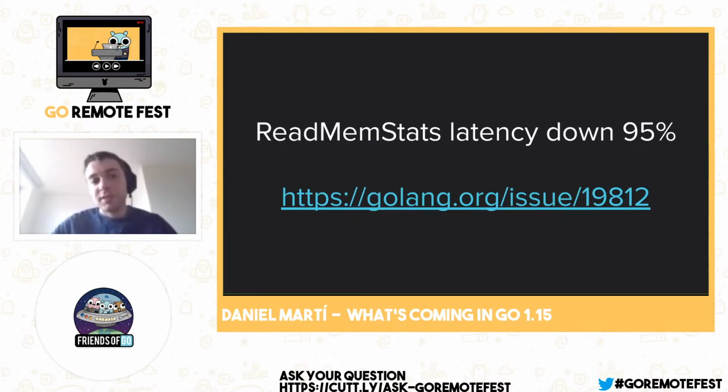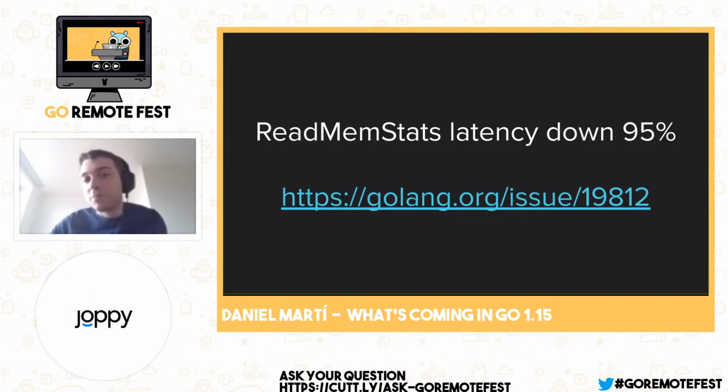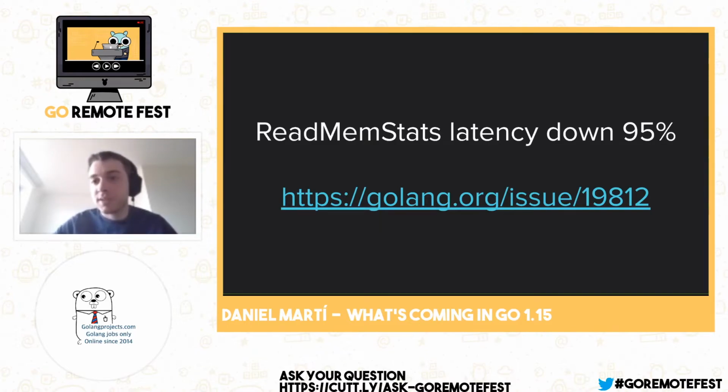And ReadMemStats from the runtime package, what that does is it lets you ask the runtime stats about memory usage, such as how much heap are you currently using, how many objects in the heap are there currently. So until now, the latency for this could be pretty bad if the GC was running at the same time. So now the GC has been refactored a little bit in a way that GC and ReadMemStats can run at the same time, kind of. So that means that if you use ReadMemStats, the latency is way, way down because it's no longer affected by GC runs as much.